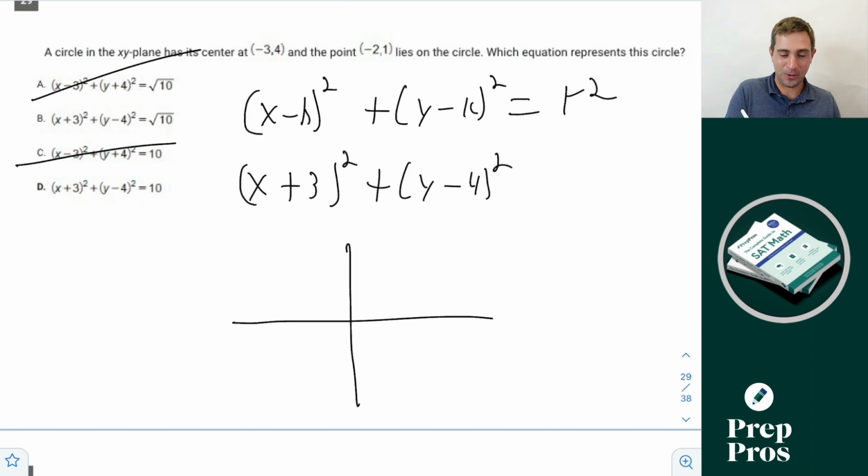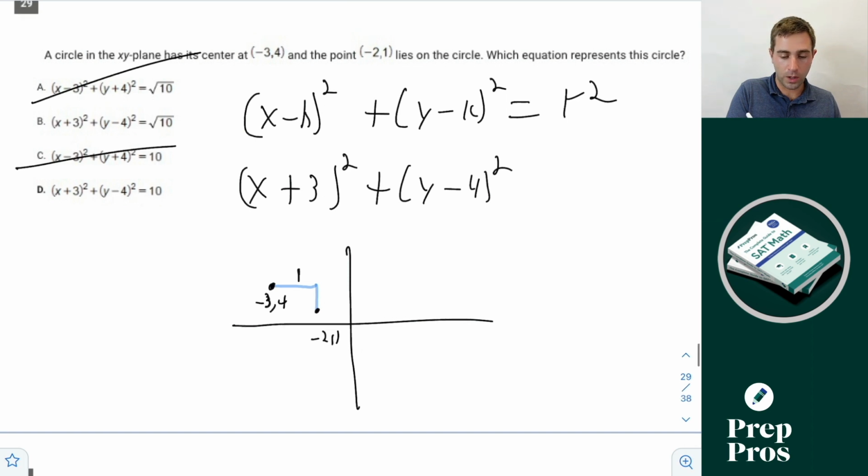This is kind of free points if you know what to do. -3, 4, so let's put a point over here at -3, 4. Anytime you're looking for distances on the test, the simplest thing you can do is go ahead and just draw a triangle. So from -3 to 4, we're moving over 1 with our x values, and we're moving down 3 with our y values.